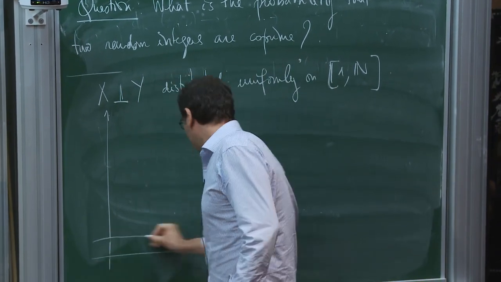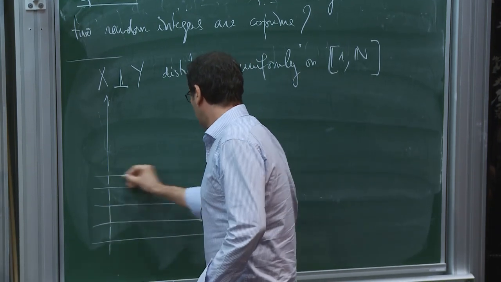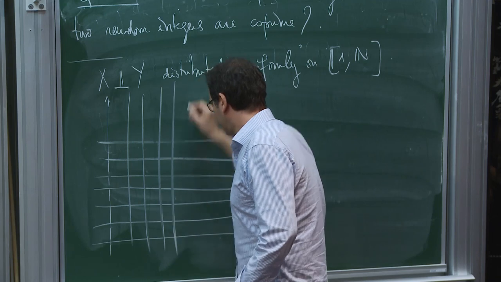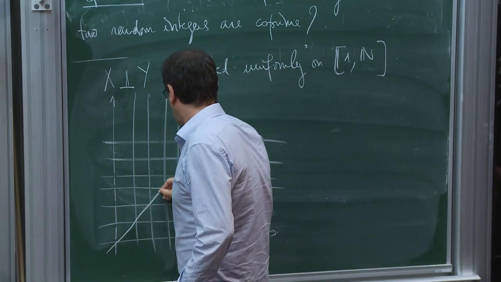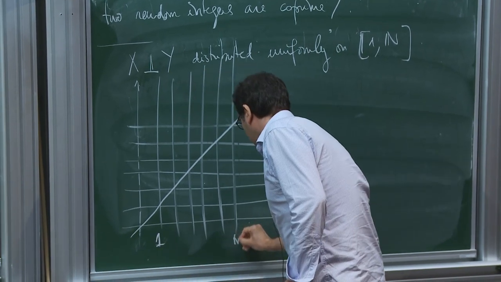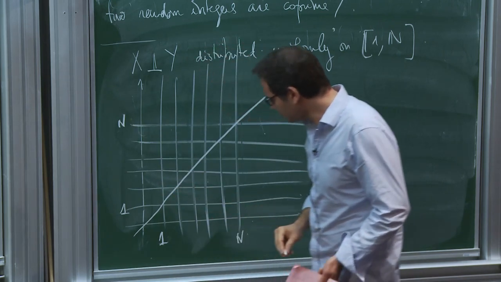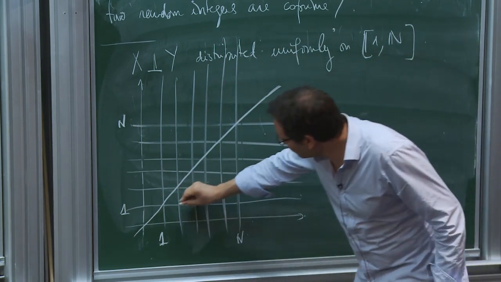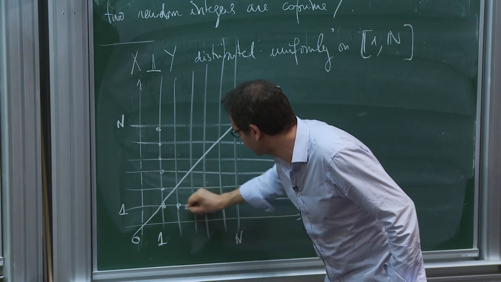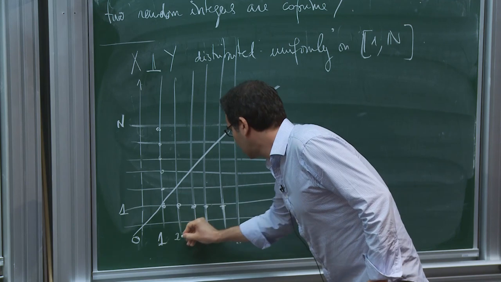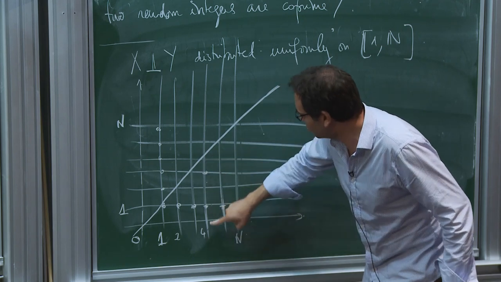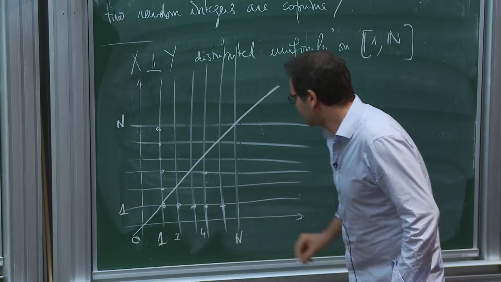And one can say in this case: so you have one, let's say one. So you have all these points, which are, so this is zero. All these points are okay. All these ones also are okay. And you see, for four you have all this one and three only, etc.